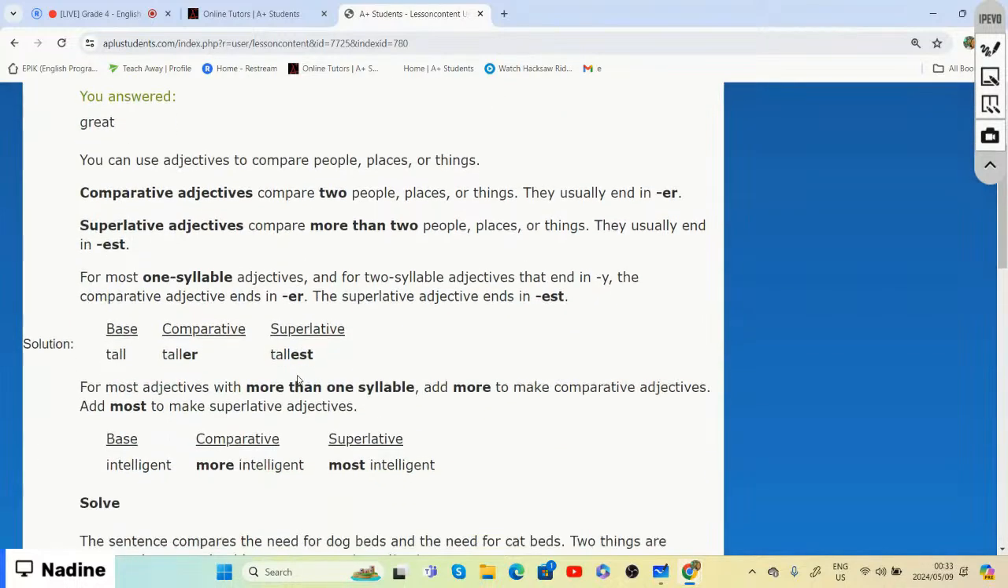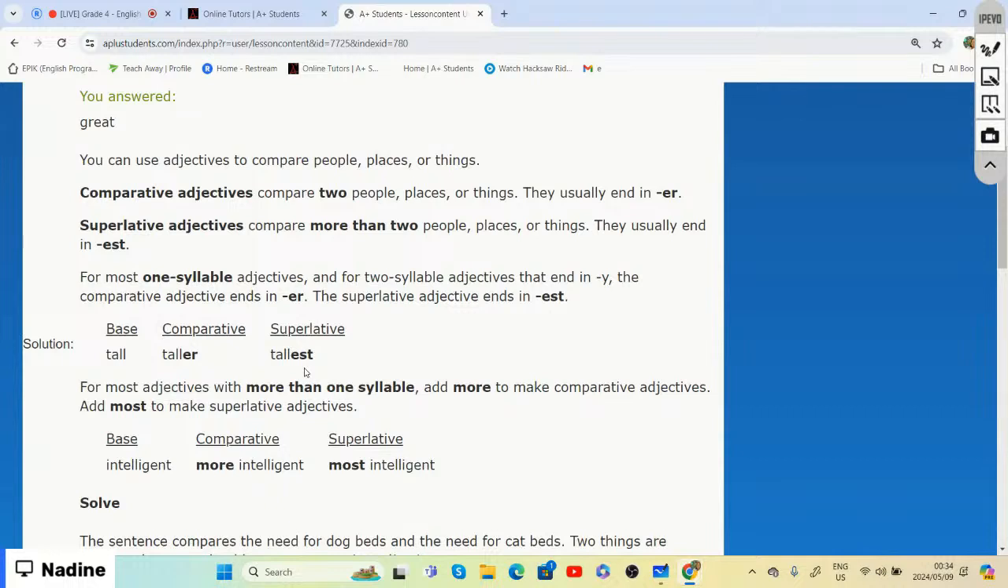But basically, if an adjective has one syllable, like for example tall, short, or quick, remember, we usually take two fingers and tap it on our hand for a syllable. So if it has one syllable, then a comparative adjective ends in er or a superlative adjective ends in est. And here we have an example of that: tall, taller, tallest.